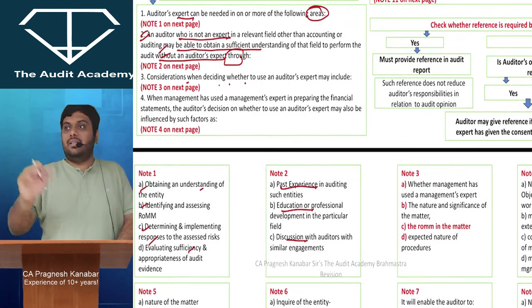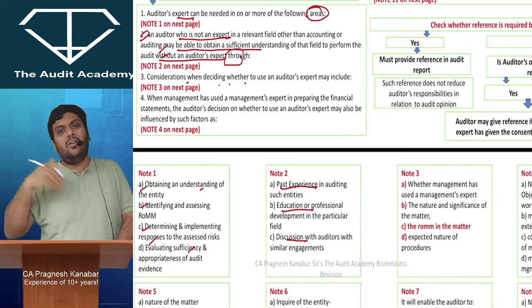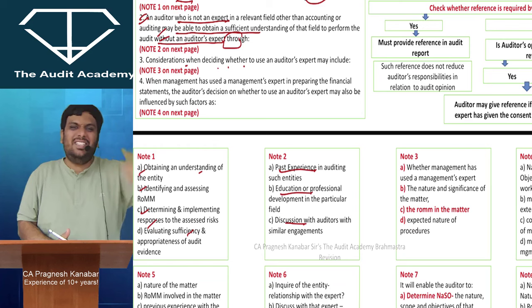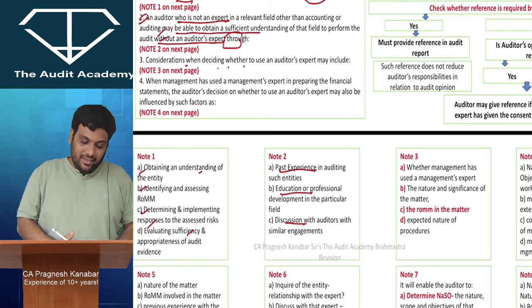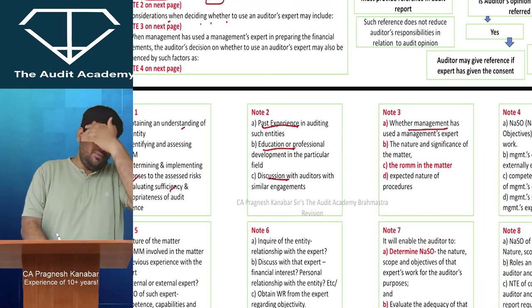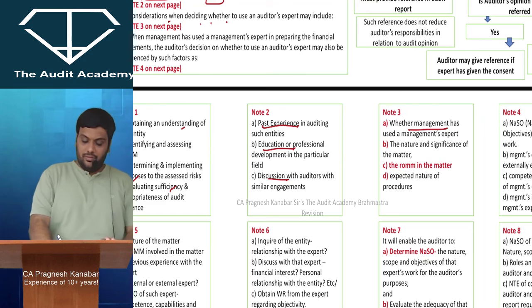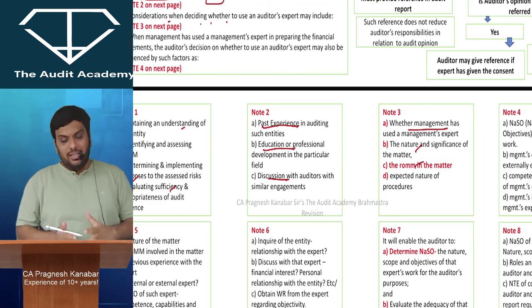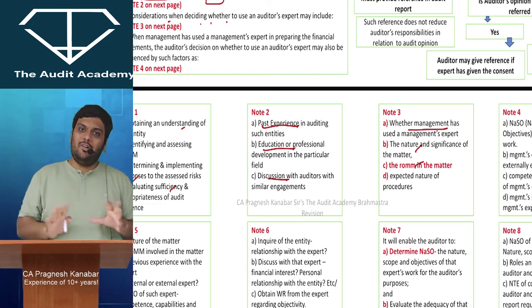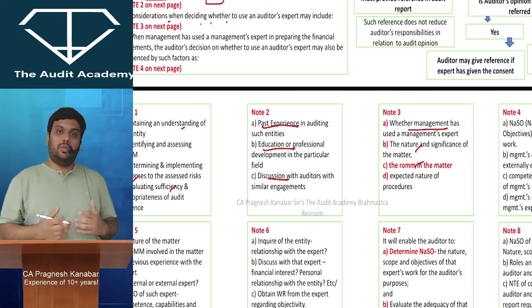Let us say management has not appointed an expert, but I already have the expertise in that particular field. So these are my considerations when deciding whether to use an auditor's expert. First of all, whether management has appointed an expert. What is the significance of the matter? Materiality and risk of material misstatement, these two points will always be the dictating factor. So materiality involved, risk involved, and what kind of procedures need to be done. Some basic common points, if you write them, you will be able to score marks.